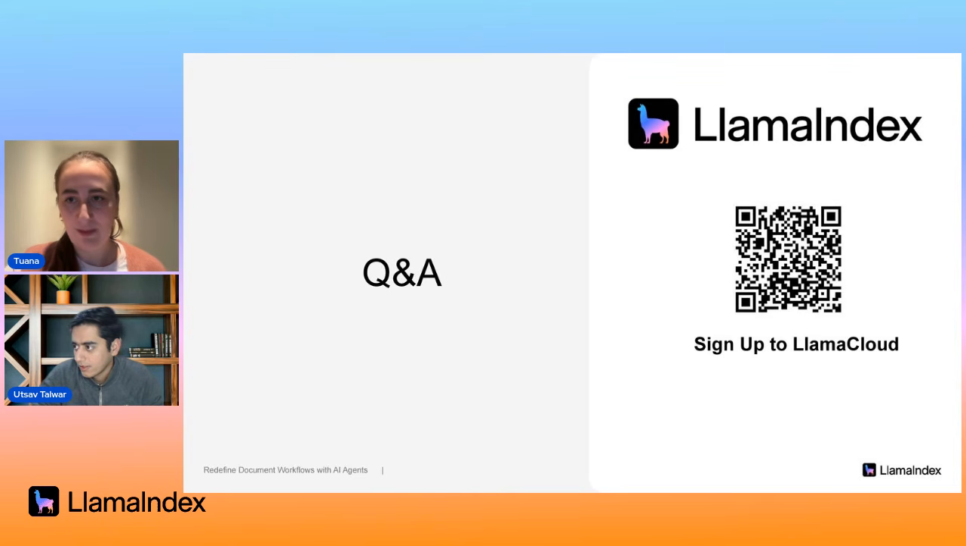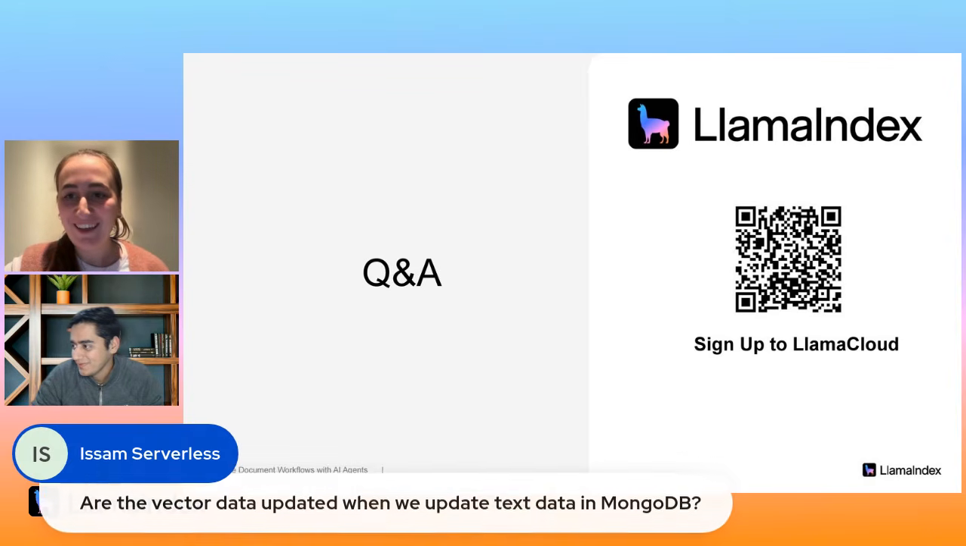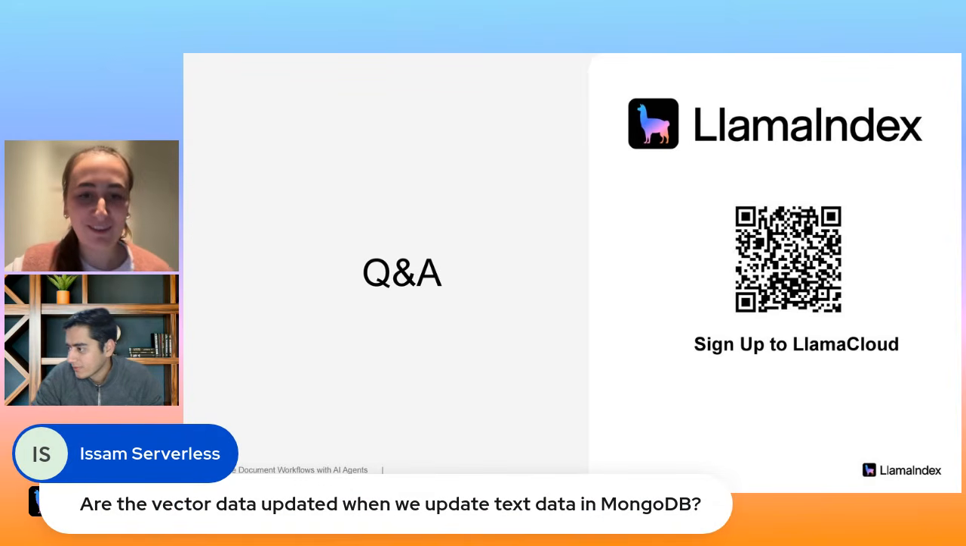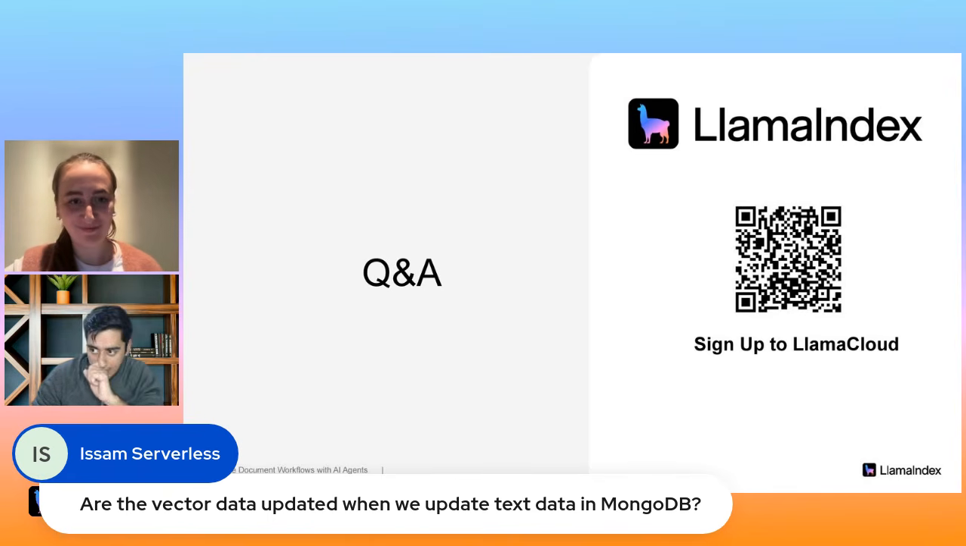We have a few more. Okay. Are vectors updated when the text is updated in MongoDB? Okay, so that is not supported yet, but it might be coming soon.